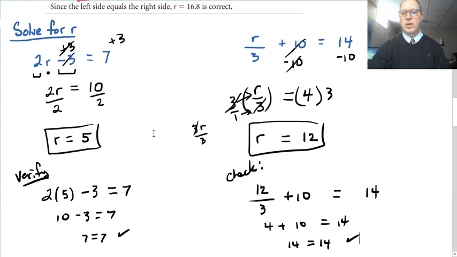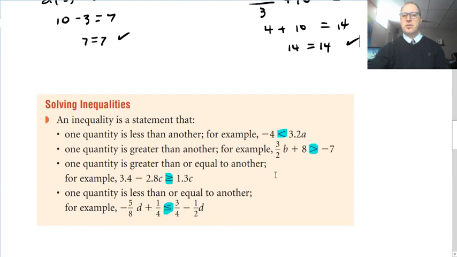Okay, so that's solving equations. Again, you want to find the missing variable. Whatever you do to one side of the equation, you have to do to the other side to make sure that it stays equal, right? That they stay equal. All right, so that moves us to inequalities.